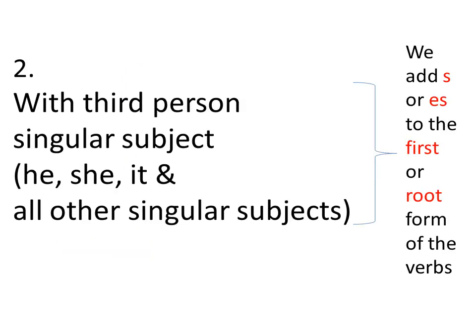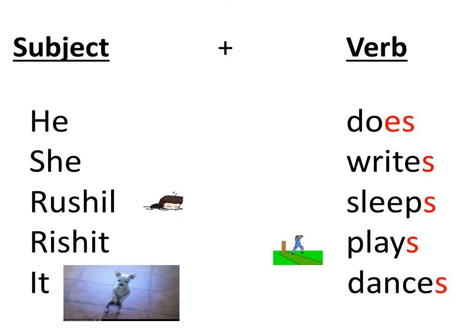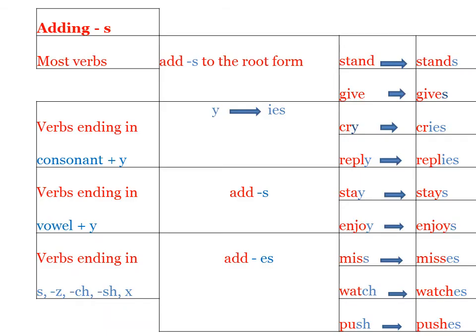But when we use third person singular, that is he, she, it, and all other singular subjects, we add s or es to the root form of the verbs. For example, he does, she writes, Rushil sleeps, Rishit plays, it dances. So here we have modified the root verbs by adding s or es. For better understanding of where to use s and es, please see this table carefully.